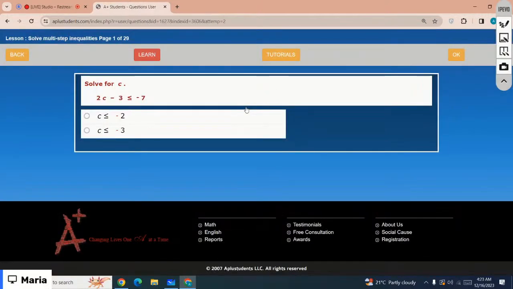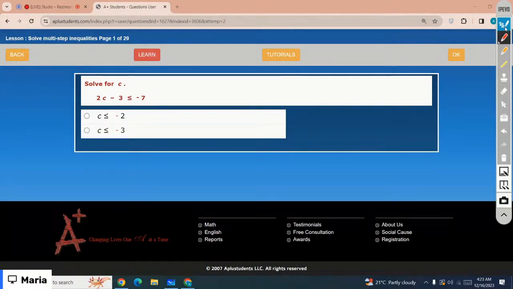Like for this one, 2c minus 3 is less than or equal to negative 7. Let's just solve. First of all, you need to remove that negative 3, so you need to add 3 on both sides. You are left with 2c and negative 7 plus 3 is negative 4. Now 2 is multiplying c, so opposite to multiplication is division, divide them by 2. So c is less than or equal to negative 2, right? So option number 1 is the correct option, right?